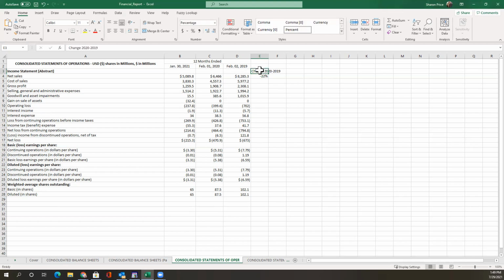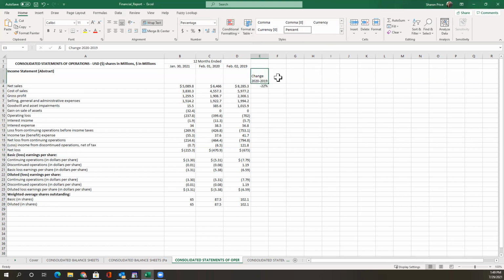And then if I want to do the change from 2021, which is really its fiscal year, so 2020 to 2021, I could do that in this column and see if I can see any trends, because that's really what horizontal analysis is giving us, our trends.